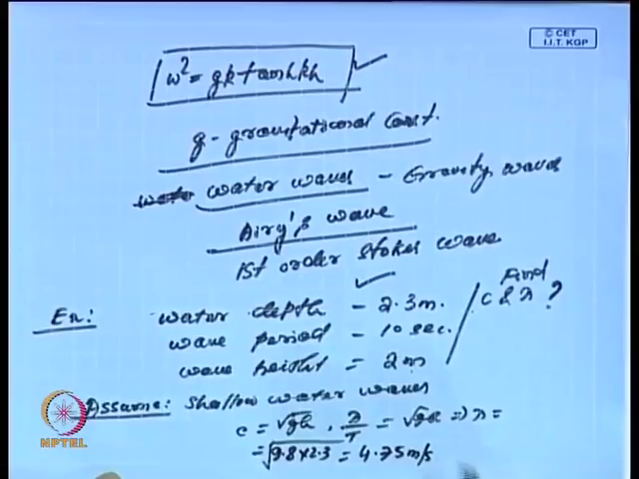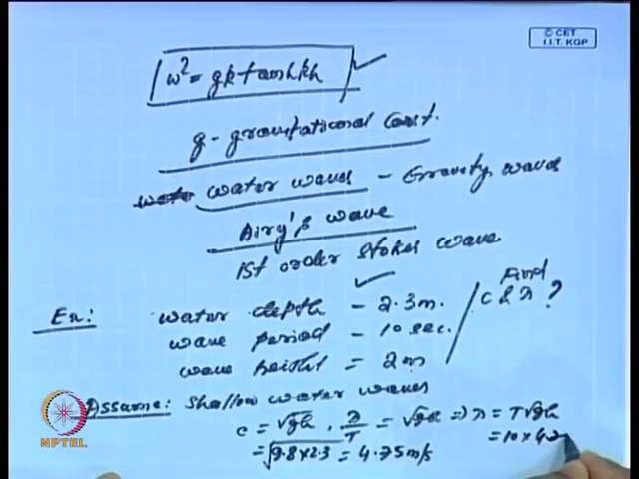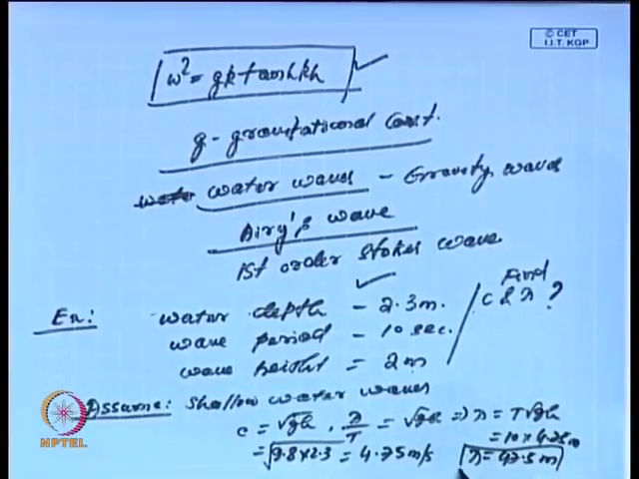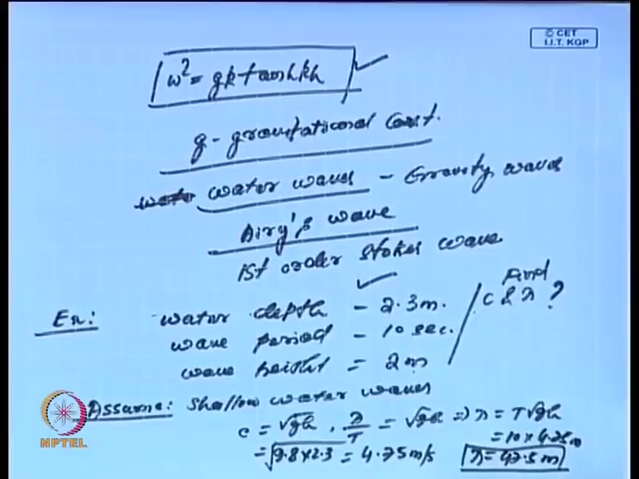meter per second. And lambda by T is root g h, so lambda is equal to T into root g h, and T is 10, into 4.75 meter, that will be 47.5 meter. So lambda becomes 47.5 meter, whereas my speed of propagation is 4.75 meter per second. Of course, I have assumed that this is a shallow water wave.